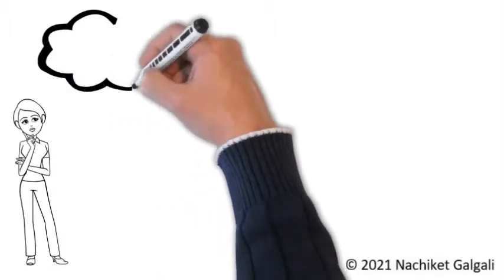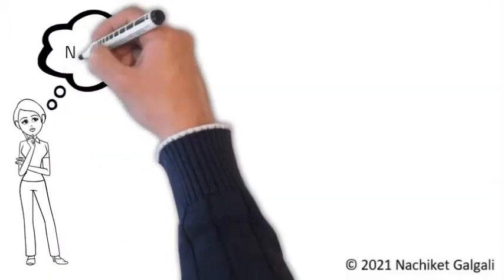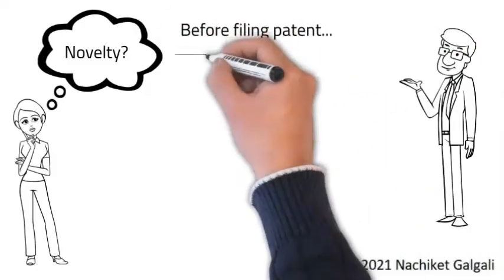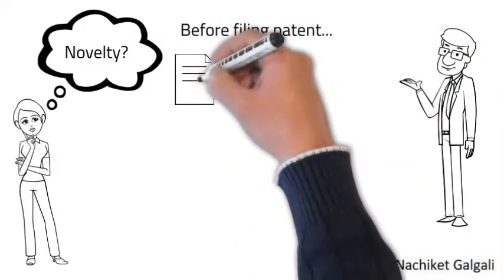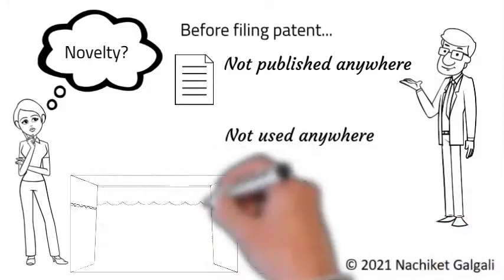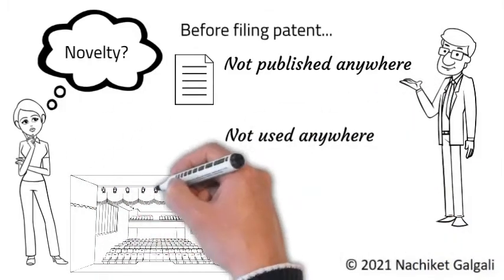Now let us try to see what novelty means. Novelty means before filing a patent application for an invention, information about your invention must not be published anywhere, your invention must not be used anywhere, and your invention must not be displayed anywhere.